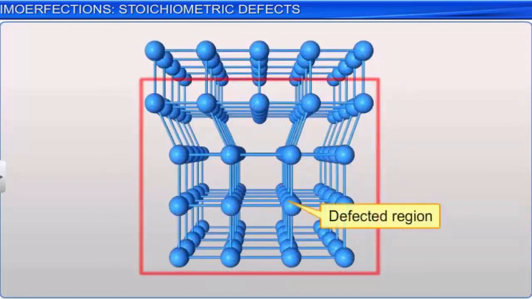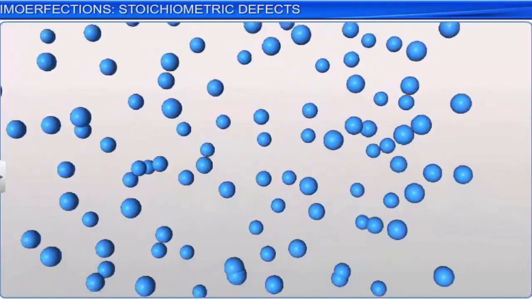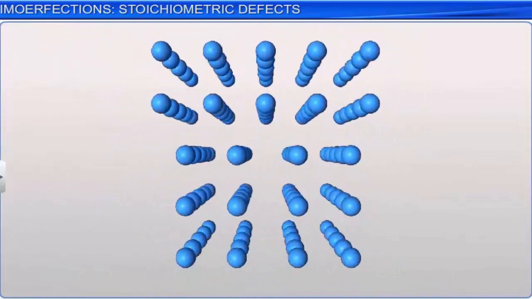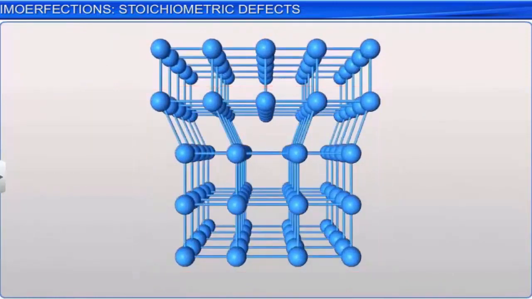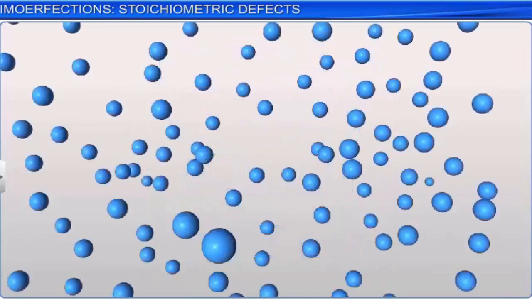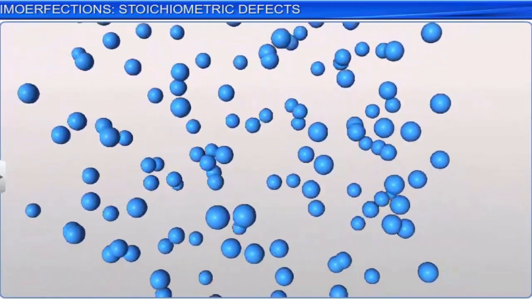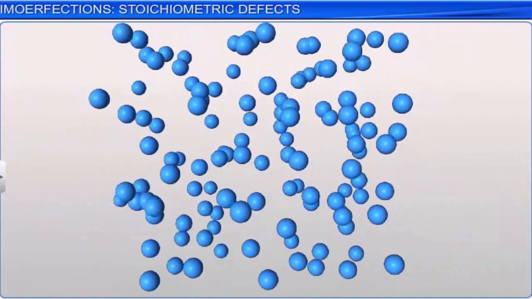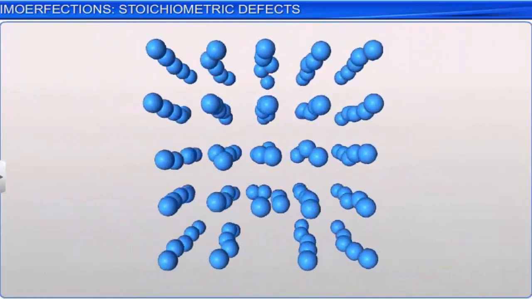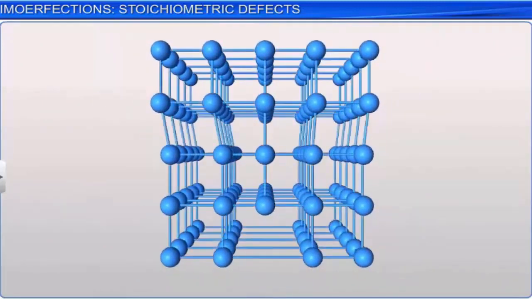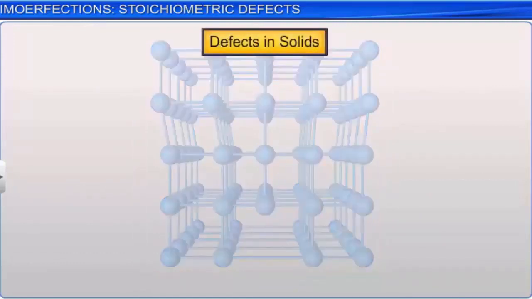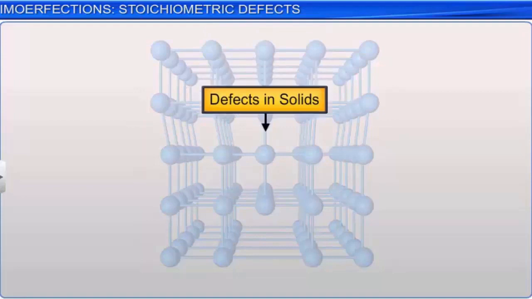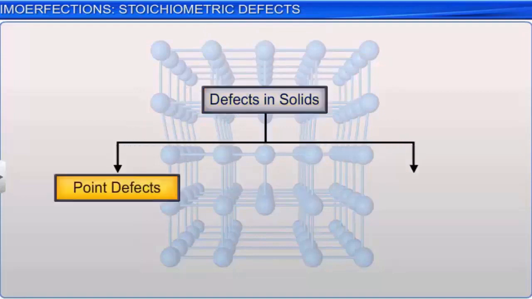This happens when the crystallization process occurs at a fast or moderate rate. In order to avoid these defects, the process of crystallization is conducted at an extremely slow rate. However, even the crystals so obtained are also not free from defects. These defects in solids are broadly classified into point defects and line defects.